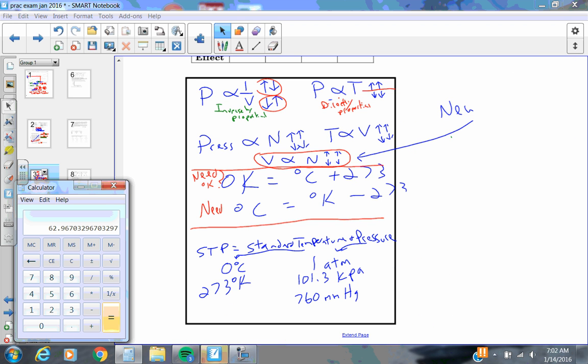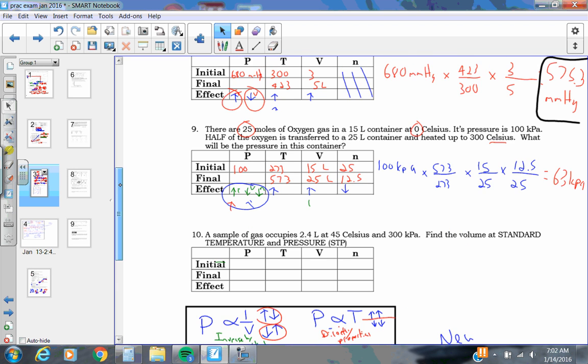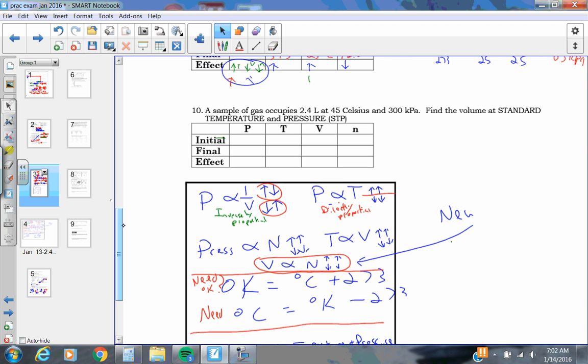One more. Sample. Sample of gas occupies 2.4 liters. At 45 Celsius, 273 plus that is going to be 318. 300 kilopascals is my initial pressure. Find the volume at standard temperature and pressure.